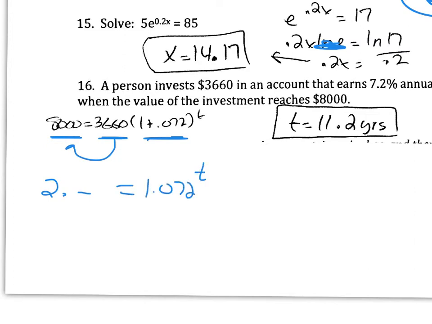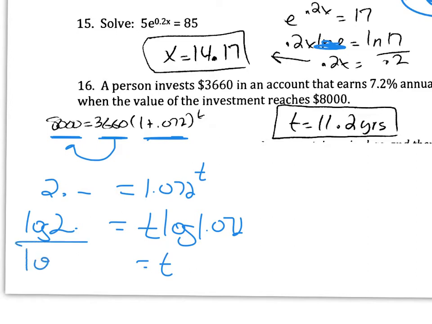Now, I need an exponent, which means I got to do log. Don't forget to log both sides. You can do log, you can do ln, it doesn't matter. So do log this side, do log over here, all right? Then just divide both sides by this log, 1.072, and you should get 11.2 years.